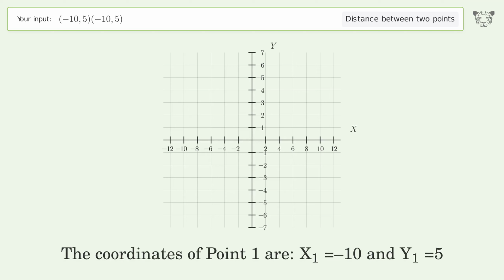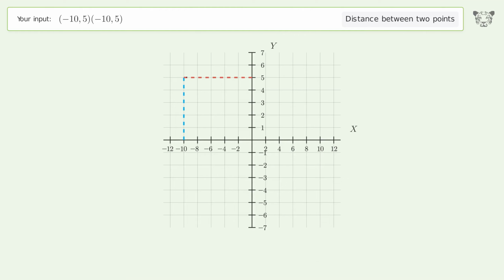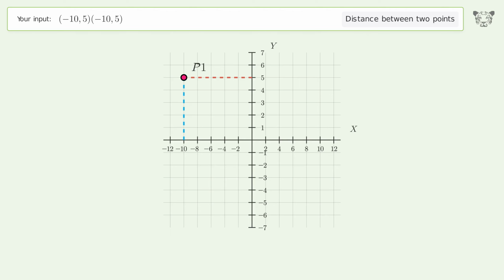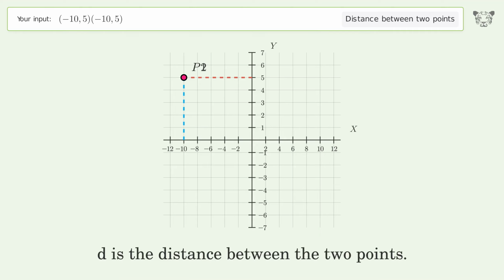The coordinates of point 1 are x1 equals -10 and y1 equals 5. The coordinates of point 2 are x2 equals -10 and y2 equals 5. D is the distance between the 2 points.